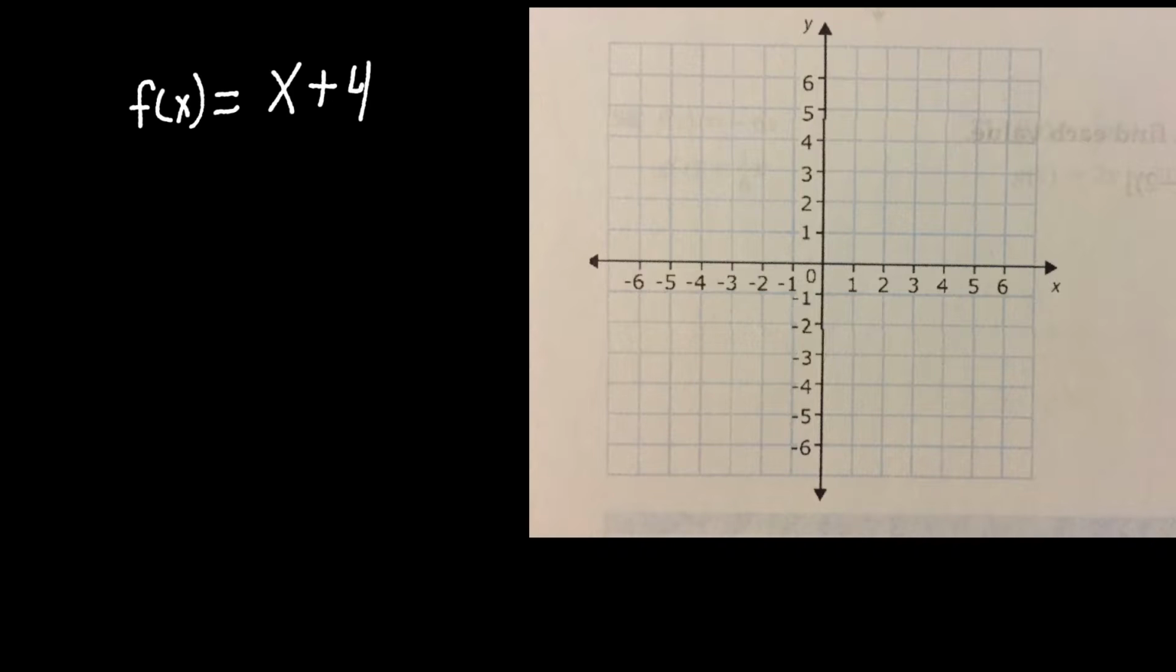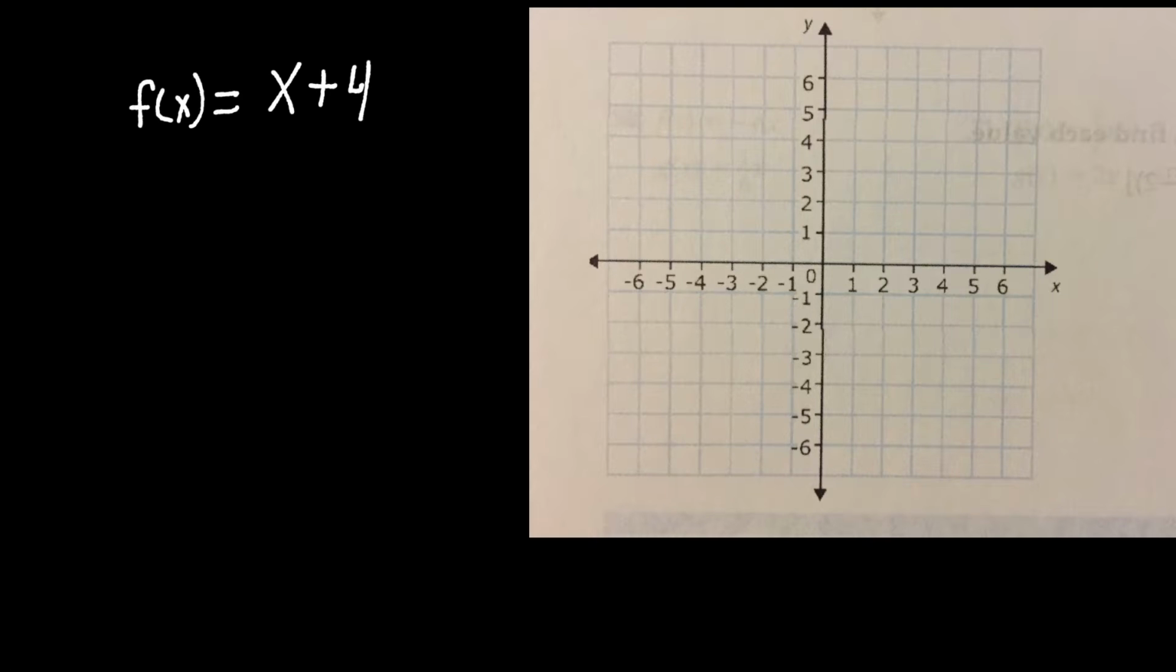Alright, this time we want to find the inverse of the function f of x equals x plus 4, but we also want to graph the original function on our graph here and graph the inverse. So first let's start with graphing our original function, x plus 4. That tells us whatever x is, we're going to add 4 to it, and that's going to be graphed as the y value.